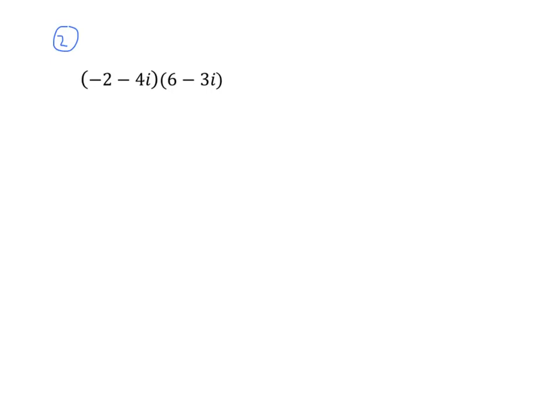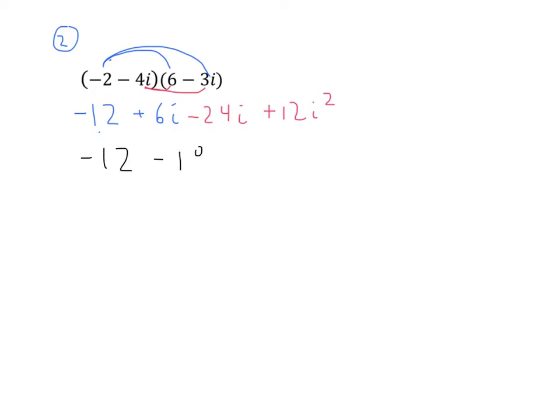Let's distribute this negative 2. Negative 2 times 6 is negative 12, and then negative 2 times negative 3i is positive 6i. Then we distribute this one: negative 4i times 6 is negative 24i, and negative 4i times negative 3i is plus 12i squared. Let's simplify. We can combine 6i and negative 24i, so this would be negative 12 minus 18i.